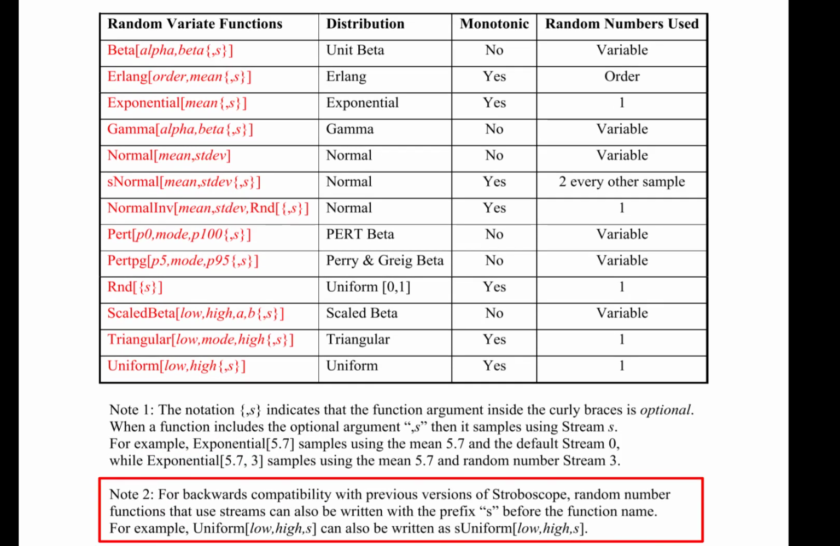Notice that for backwards compatibility with previous versions of Stroboscope, the random number functions that use streams can also be written with the prefix s before the function name. For example, we can write uniform, low, high, s, or we can also write s uniform, low, high, s.